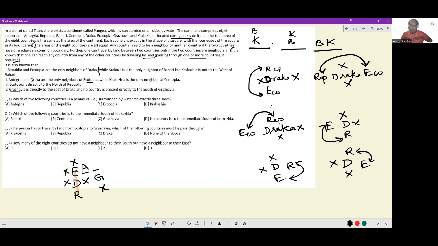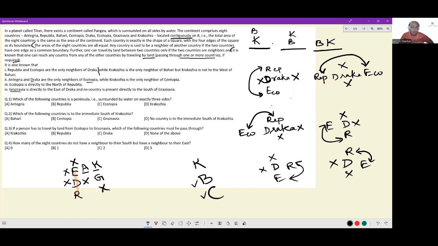Now, the three nations that are left are Krakozia, Bahari, and Centopia. For Bahari and Centopia, we know there is just one neighbor. And whichever country gets mentioned here will of course have more than one neighbor. A and G are also going to be the neighbors. So the only country that can come here has to be K.